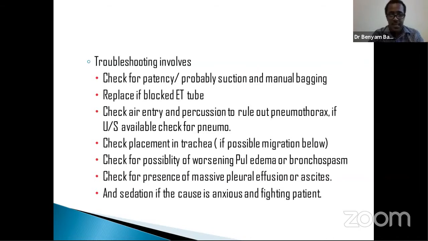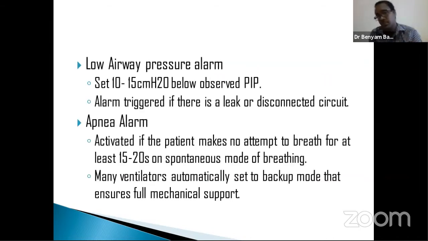The other alarms I would like to discuss finally are the low airway pressure alarm, which is usually set 10 or 15 centimeters below the observed PEEP. So if the observed PEEP is 20, we expect the alarm setting to be 5 or 10 centimeters. The lower airway pressure limit should be 5 or 10 centimeters.